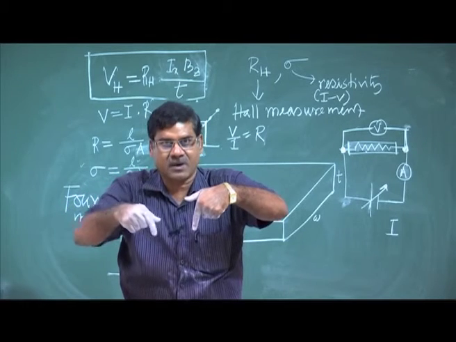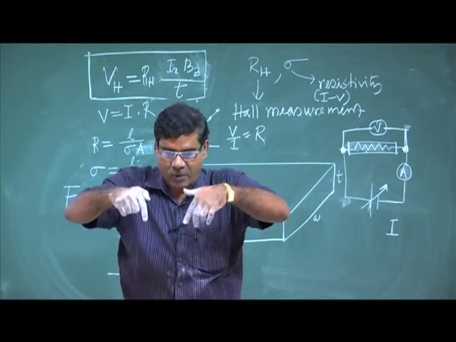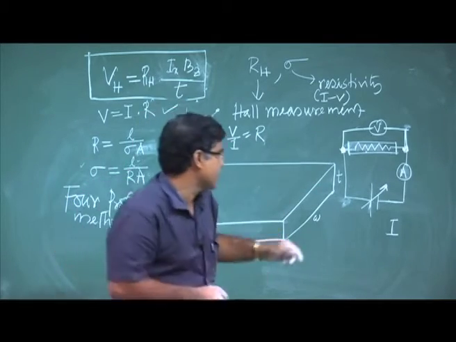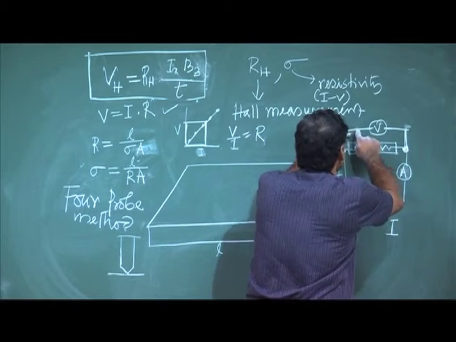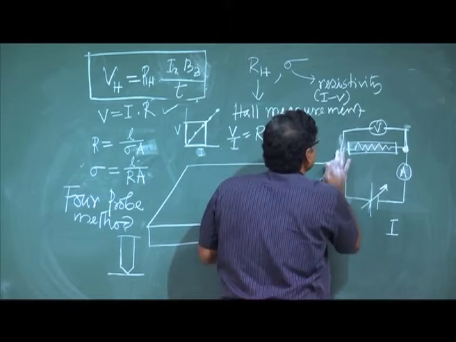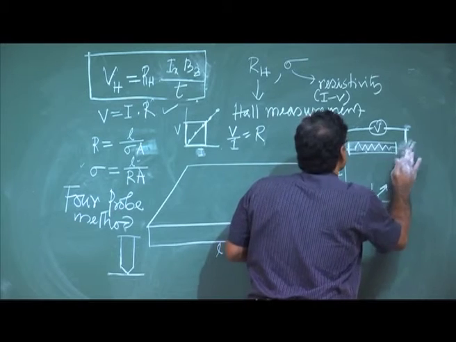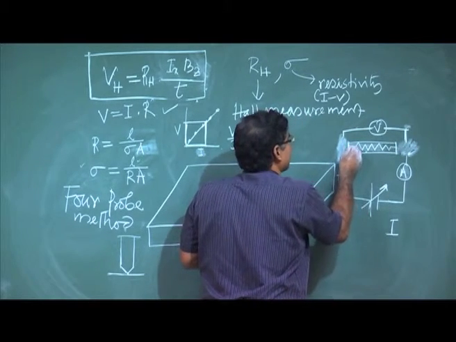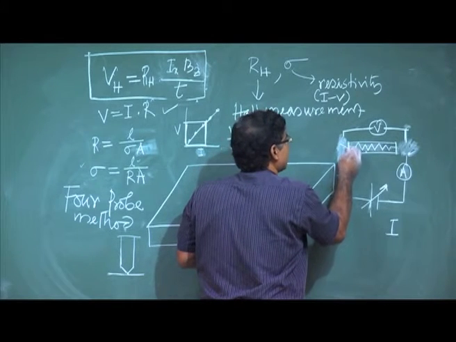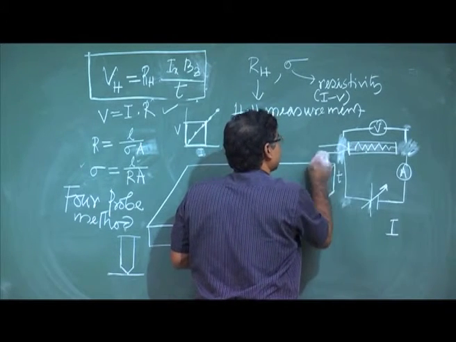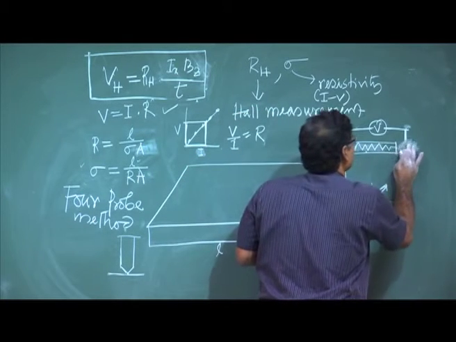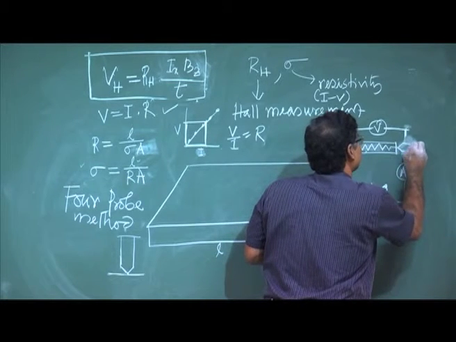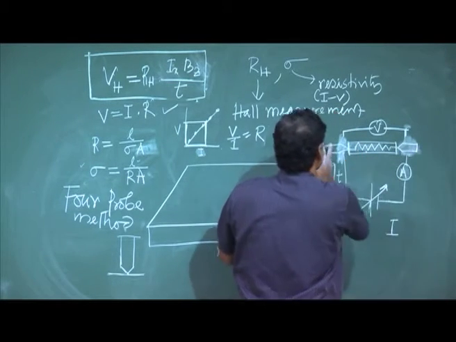So that there will be good contact. Now, from that probe I am taking the connection, and I am connecting the voltmeter. Here this is my sample. So this is one probe, and this is another probe.